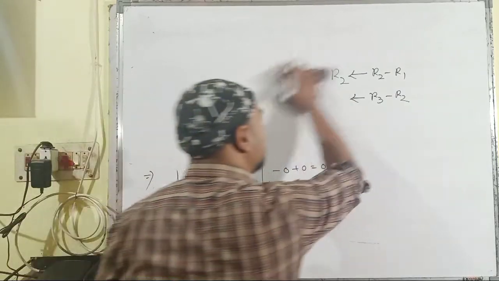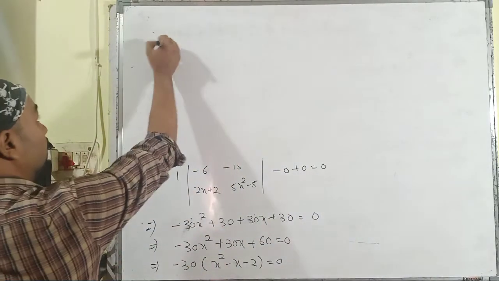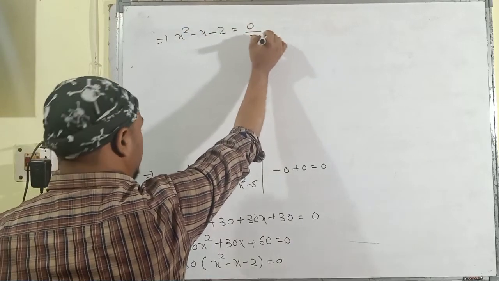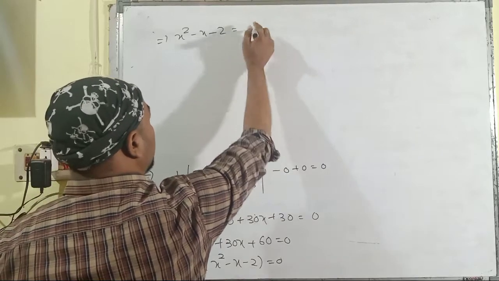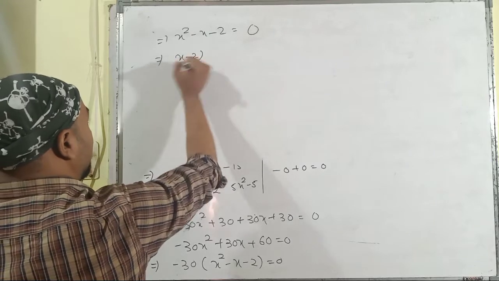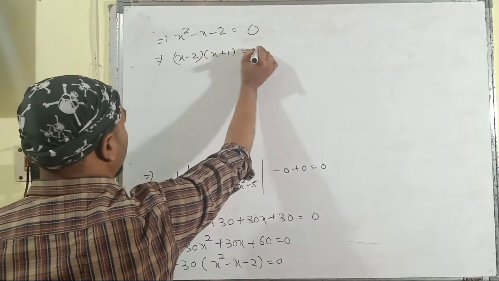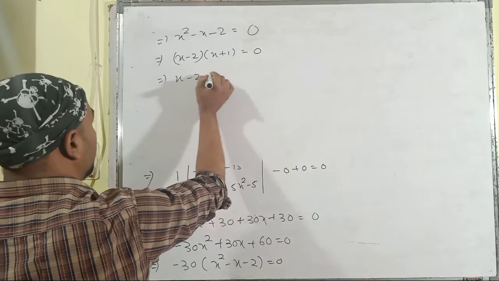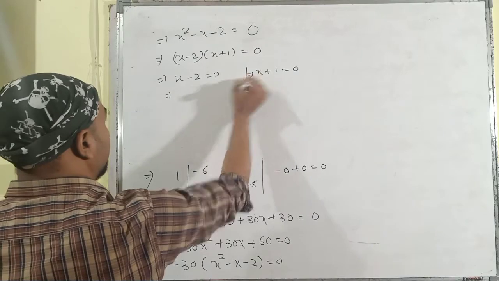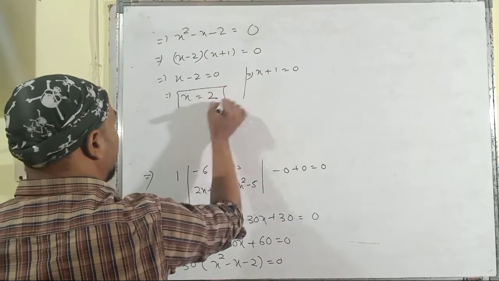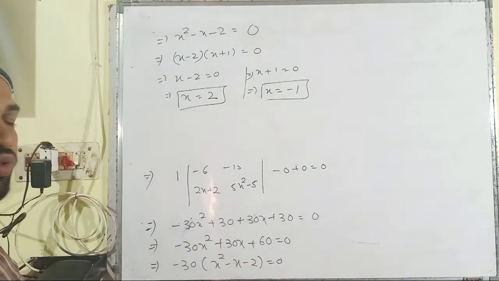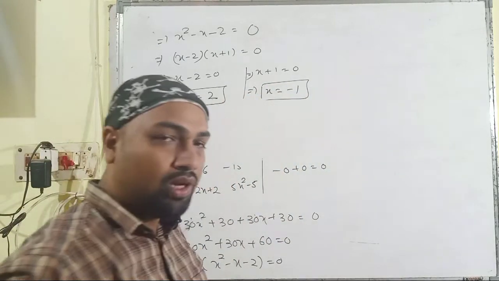So just simplifying this step, we are getting here x² - x - 2 is equal to 0 divided by minus 30, that is equal to 0. So it will be factorized and we will get (x - 2) multiplied with (x + 1) is equal to 0. That means x - 2 is equal to 0 or x + 1 is equal to 0. That means x is equal to 2 and another value is x is equal to minus 1. So these are the two solutions for the 7th bit of number 4.